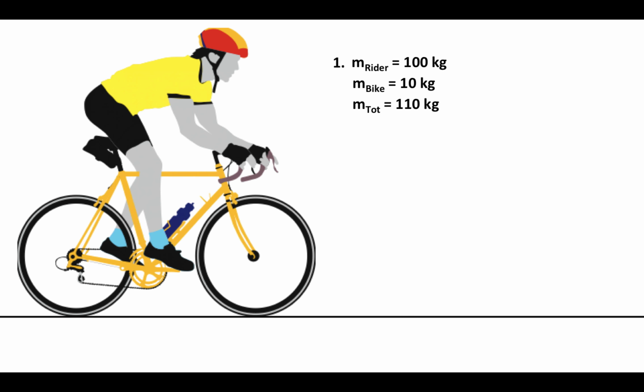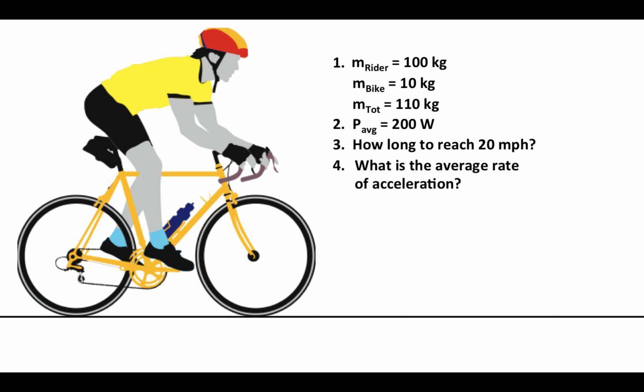Here's my rim brake situation. Let's say I have a rider with a mass of 100 kilograms, a bike 10 kilograms, total mass 110 kilograms, and my rider pedals with an average power of 200 watts. How long will it take him to reach 20 miles per hour, and what will be the average rate of acceleration? Well, 20 miles an hour is 8.94 meters per second in the SI system.